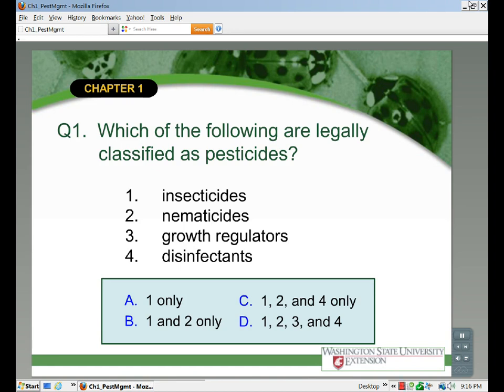The correct answer is D. Any product that claims to control, repel, or otherwise mitigate a pest is legally classified as a pesticide and must be registered by EPA.